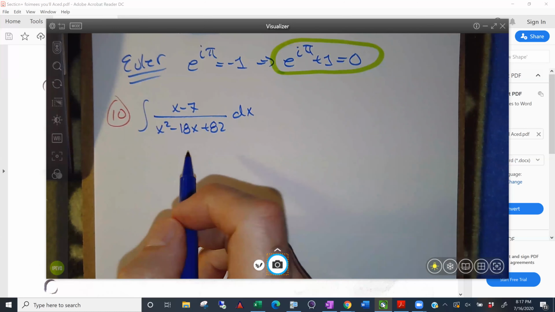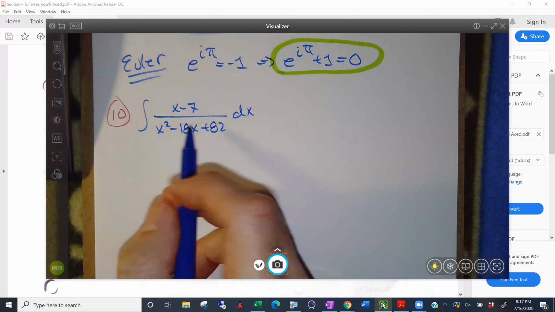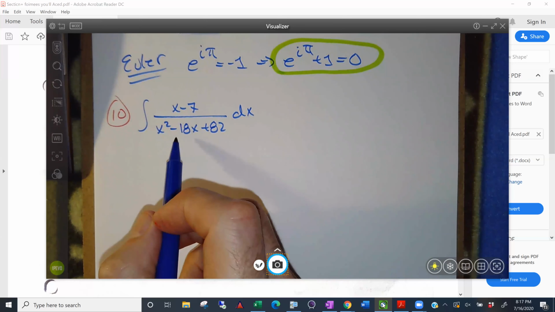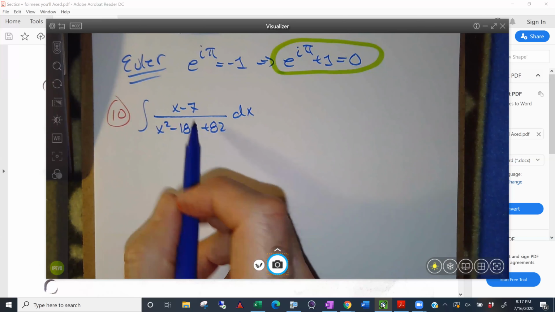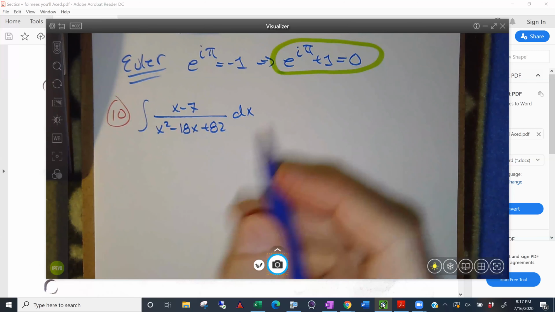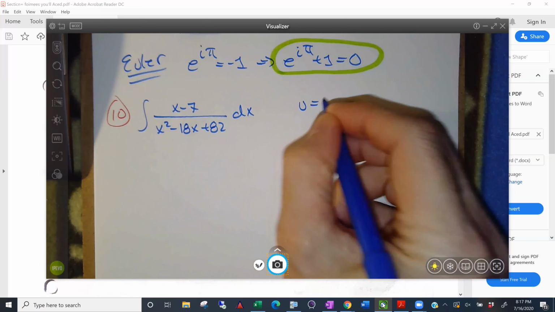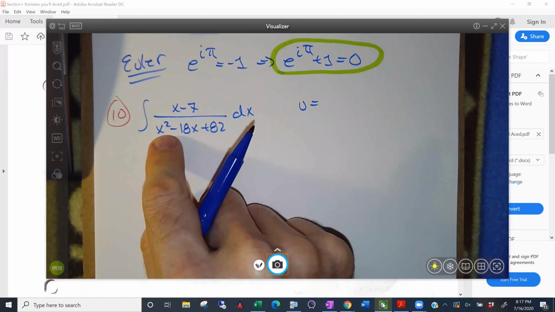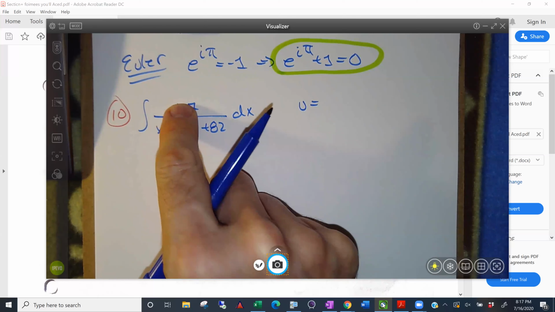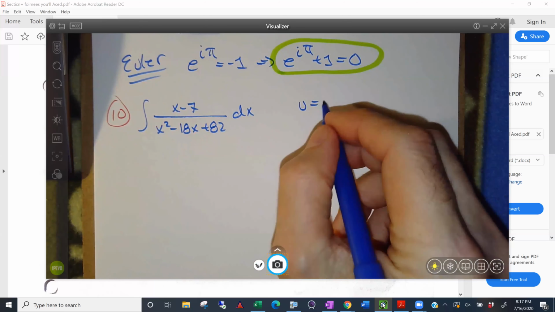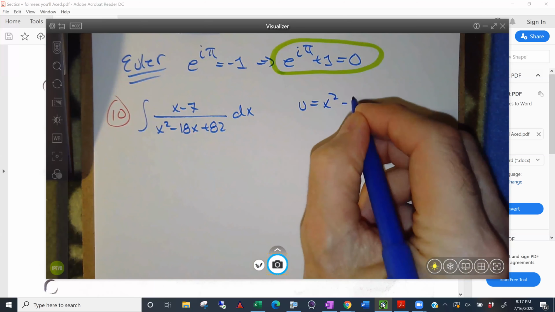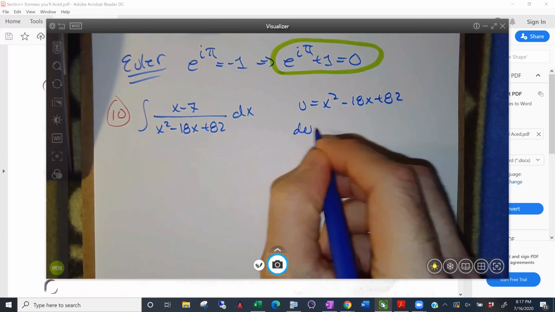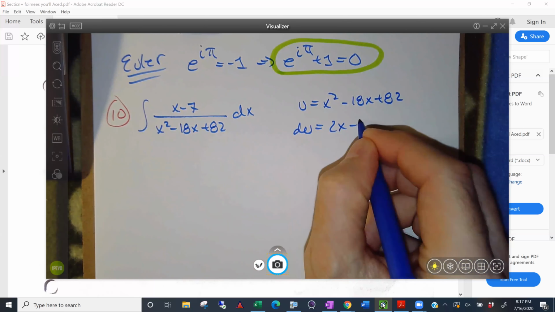All right, so like you, I'm getting a little tired, but this is our last one, so let's get it done. When I look at this, I start thinking, well, maybe a U substitution. Let's see how close we get. If I let U equal the denominator, x squared minus 18x plus 82, and differentiate, du equals 2x minus 18 dx.